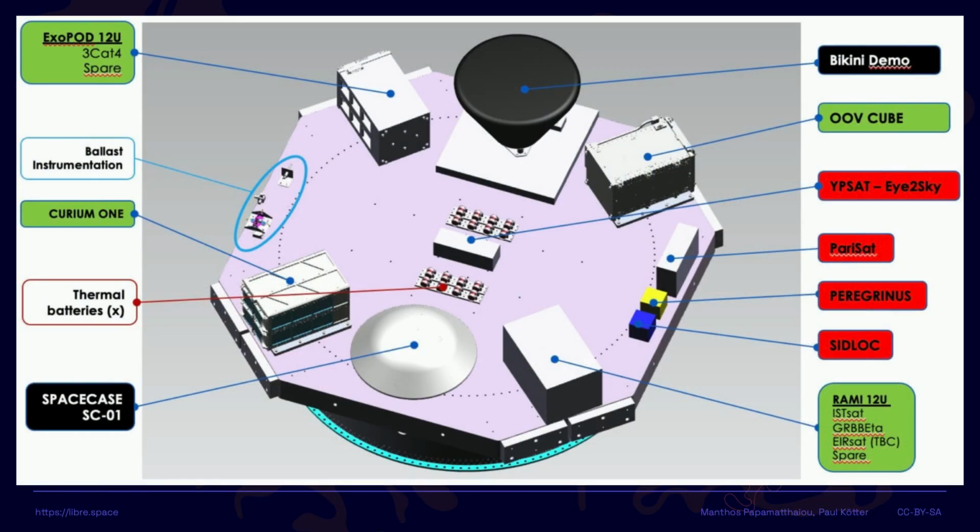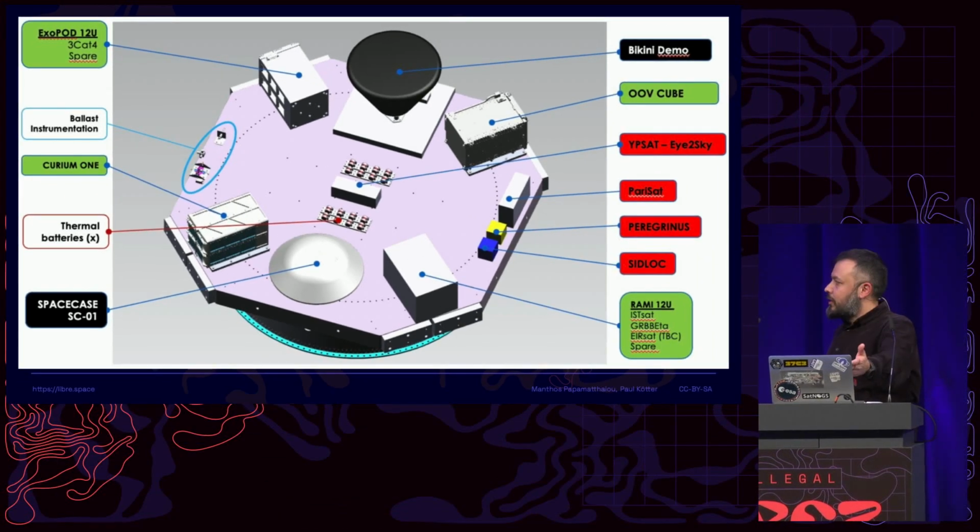So at this point, we met Paul from C3 Space, and we found out that the next payload actually was Paul's. Yeah. So Paul, do you want to go talk about your payload?